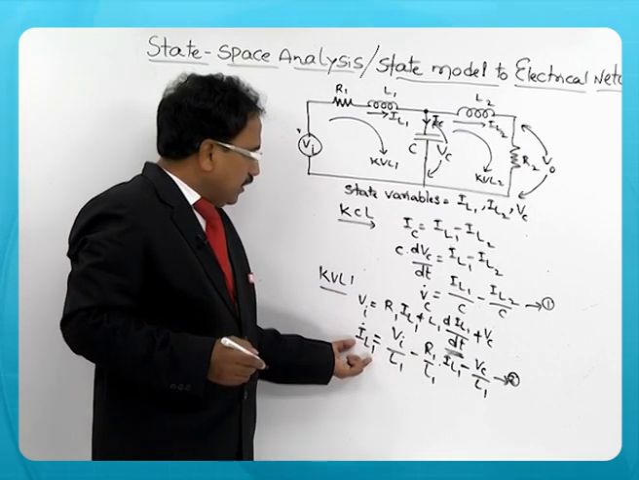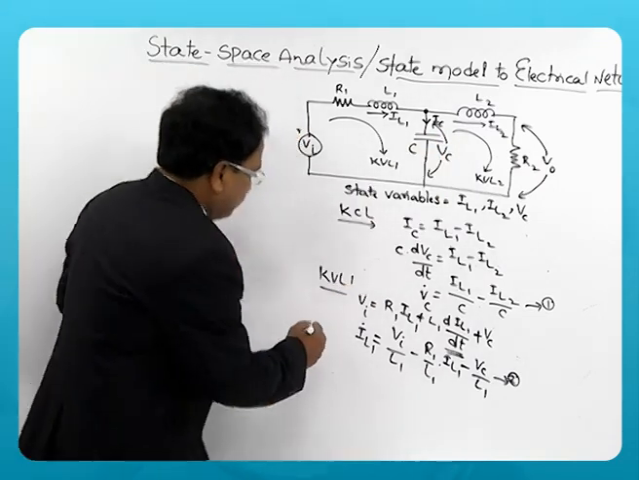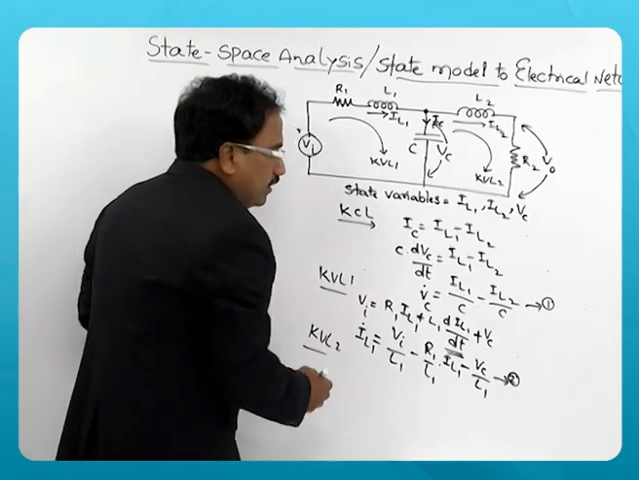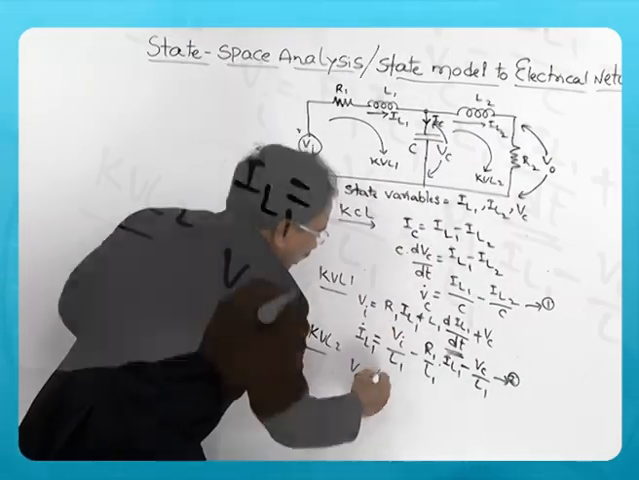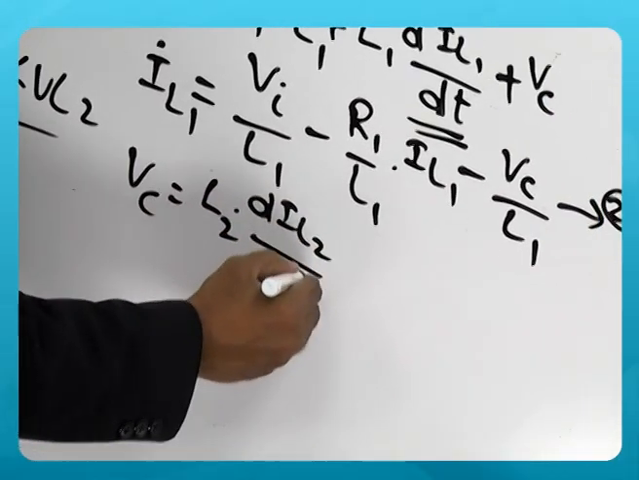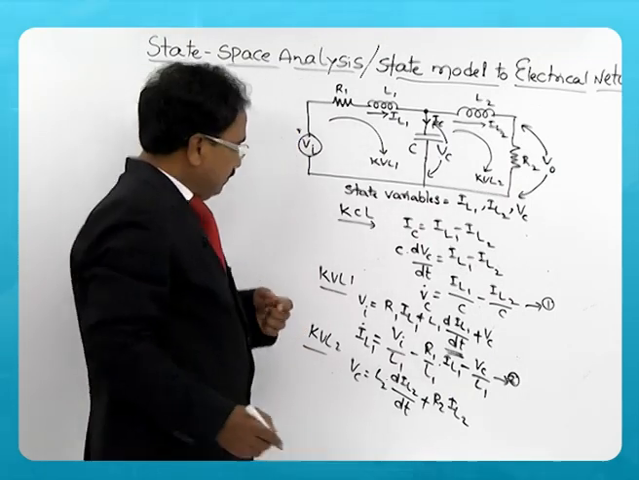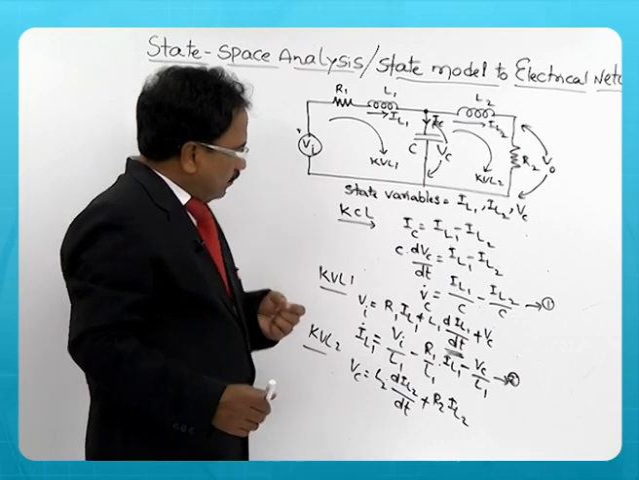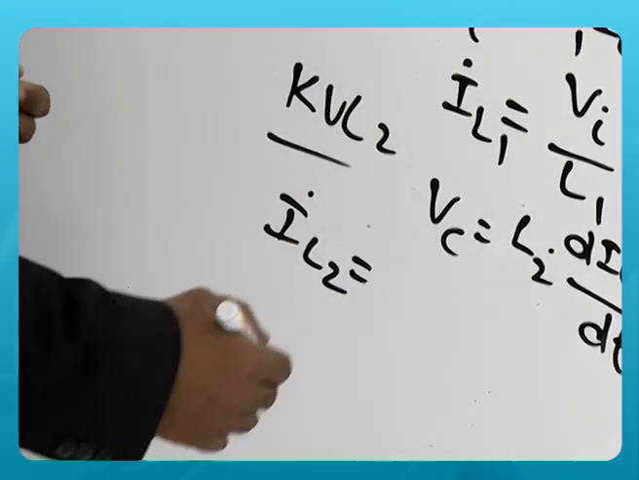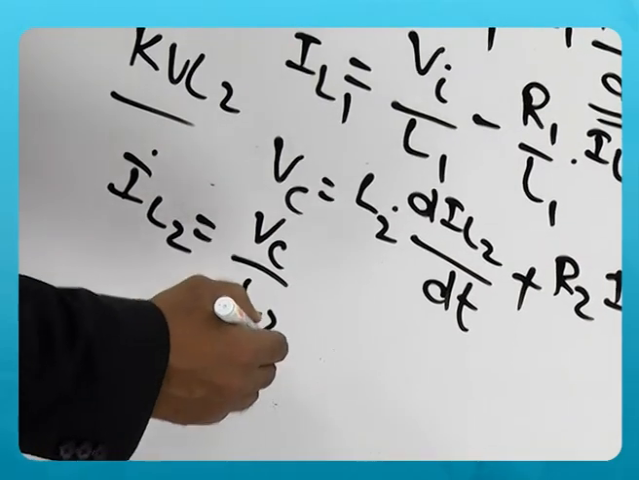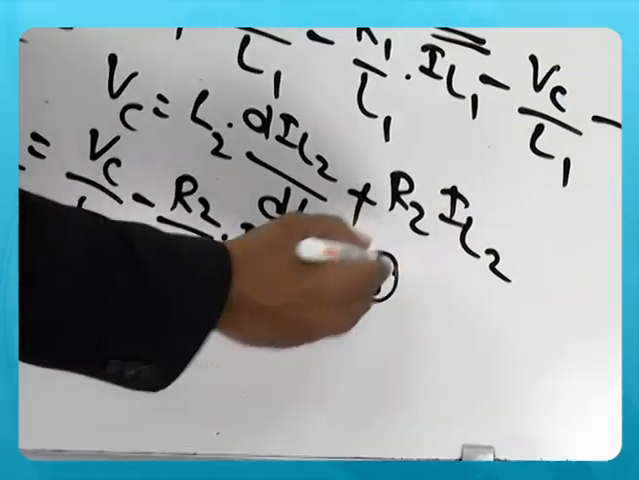So I could get IL1 dot, one of the differential state variables. Now I need to apply KVL2 for the third equation. For this, the voltage across the capacitor Vc is equal to L2 into dIL2 by dt plus R2 into IL2. Again I need to get this equation in the form of a differential state variable, the second current. So IL2 dot is equal to Vc by L2 minus R2 by L2 into IL2. Consider this as equation 3.